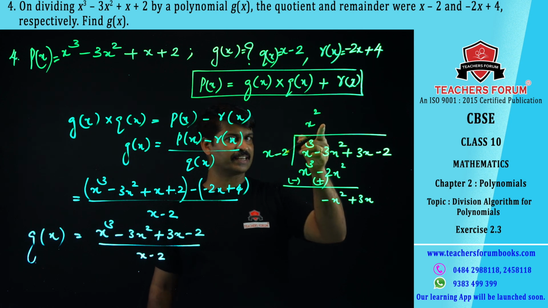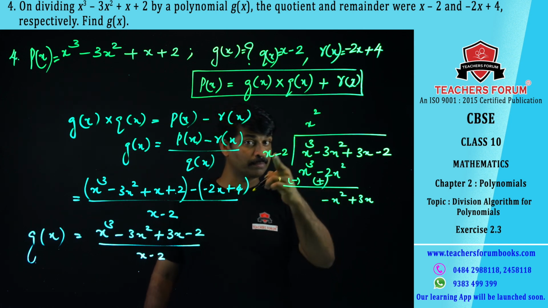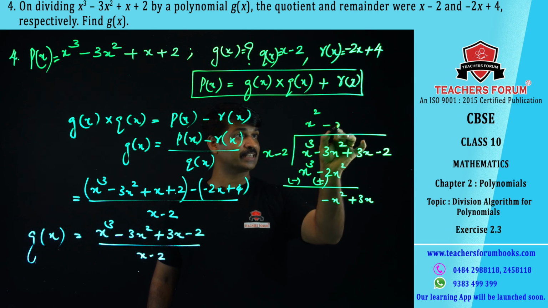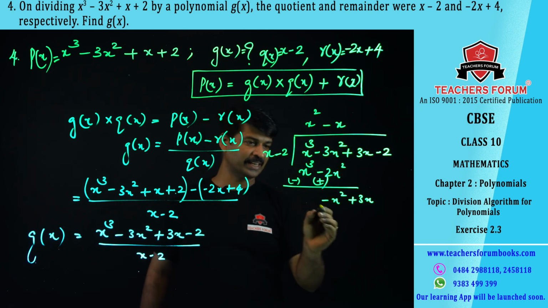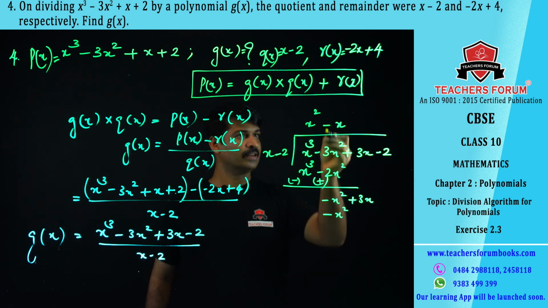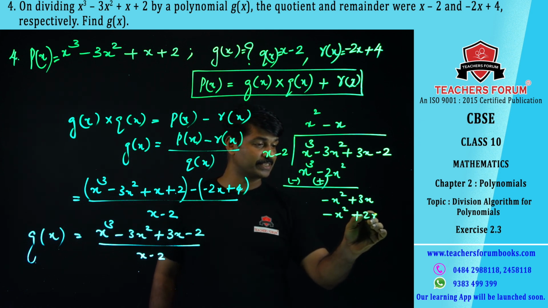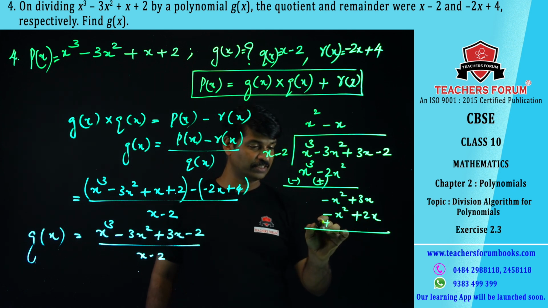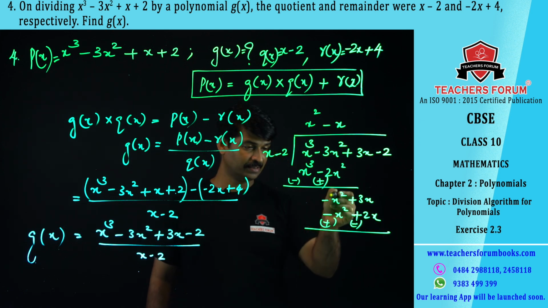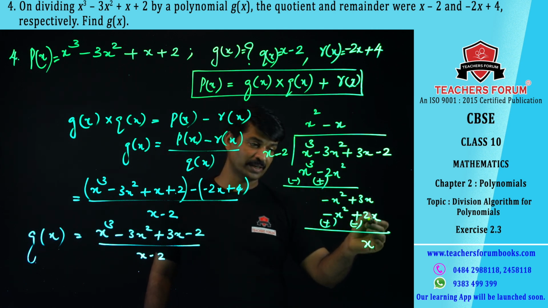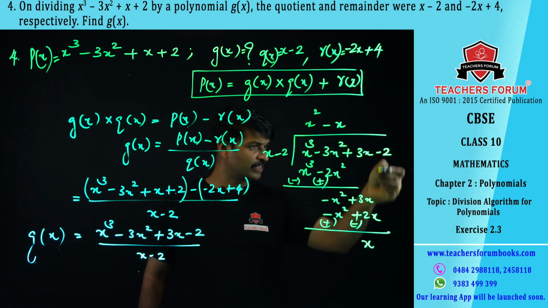Now how to find the second term? Divide minus x square by x. What is the answer? Minus x square by x. That is minus x. Minus x into x. Minus x square. Minus x into minus 2x. Minus 2. That is plus 2x. Subtract. Change the symbol. Add. Becomes 0. Plus 3x minus 2x. That is x. 3x minus 2x. 1x. That is x. Bring the next term down.